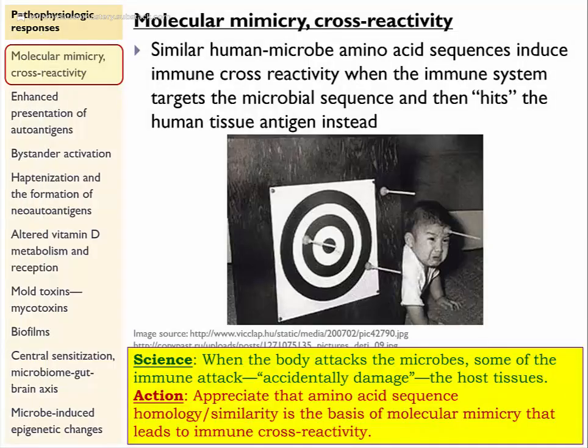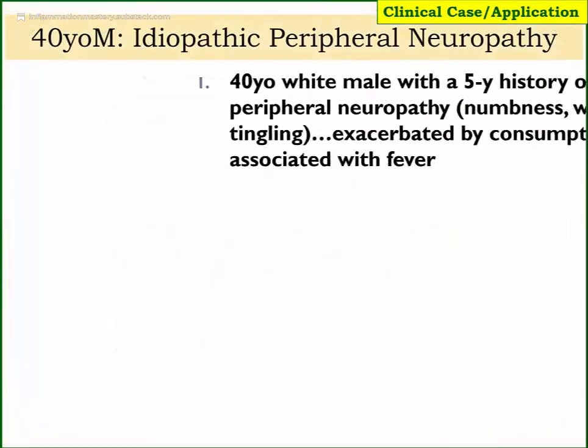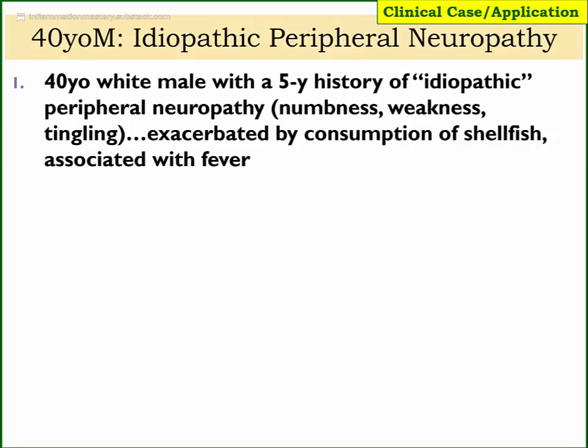Again, before we leave this page, we want to appreciate that amino acid sequence homology or amino acid sequence similarity is the basis of molecular mimicry, and that is the basis of immune cross-reactivity. Let's look now at a case from my own practice that exemplifies this very well. This is a 40-year-old man with idiopathic peripheral neuropathy. This is a 40-year-old white male who presents with a 5-year history of idiopathic peripheral neuropathy, manifesting with numbness, weakness, and tingling. So you can see immediately that this is a mixed motor and sensory neuropathy.